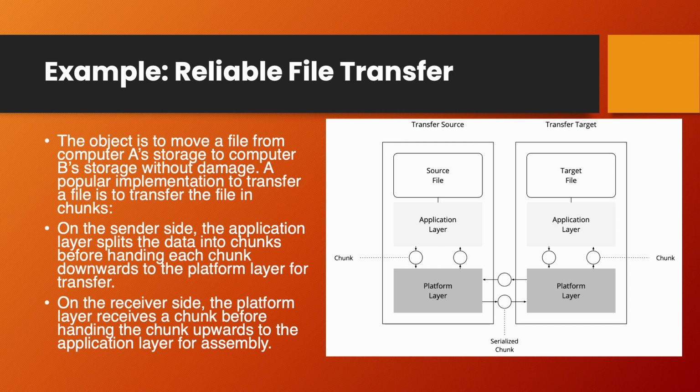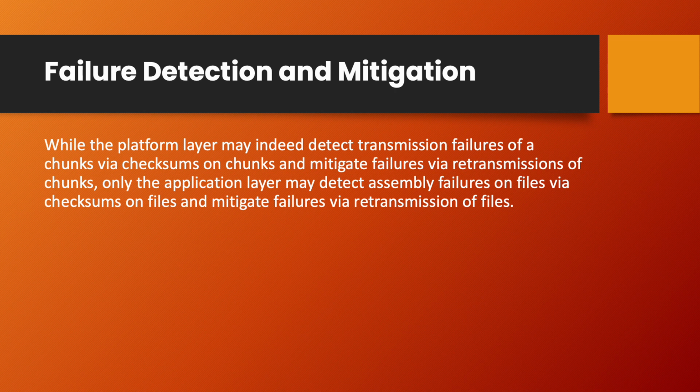So now the question arises: can you implement file transfer completely and correctly by limiting failure detection and failure mitigation to the platform layer, or do you need failure detection and failure mitigation on the application layer? Failure detection and mitigation. While the platform layer may indeed detect transmission failures of chunks via checksums on chunks and mitigate failures via retransmissions of chunks, only the application layer may detect assembly failures on files via checksums on files and mitigate failures via retransmission of files.